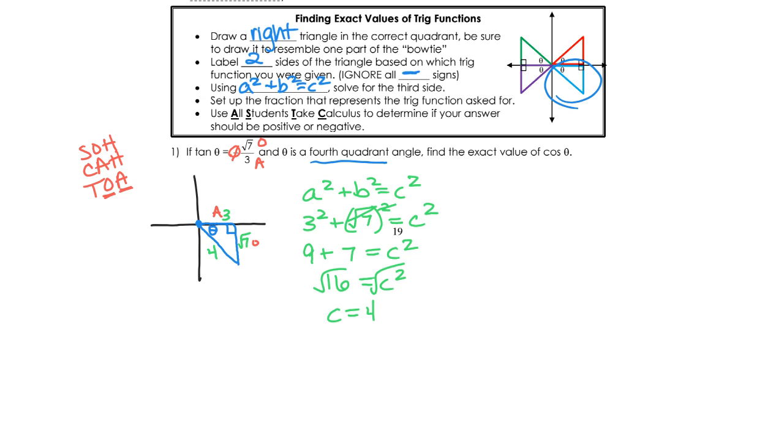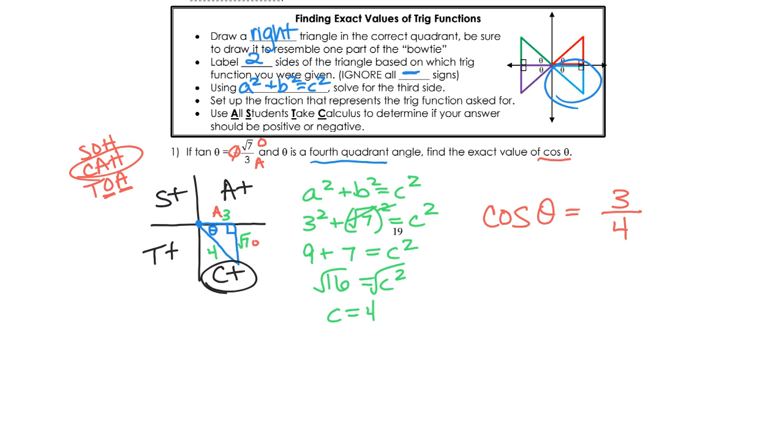Now when they ask us for the exact value of cosine theta, it is equal to adjacent over hypotenuse, and my adjacent side is 3, and my hypotenuse is now 4. And down here in quadrant 4, all students take calculus, cosine is positive, and so we can leave our answer as positive 3/4. We do not need the negative on it, since in the fourth quadrant, cosine theta is positive. And we figured it out.